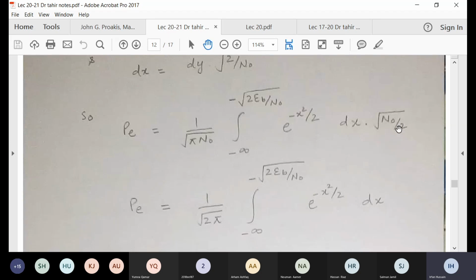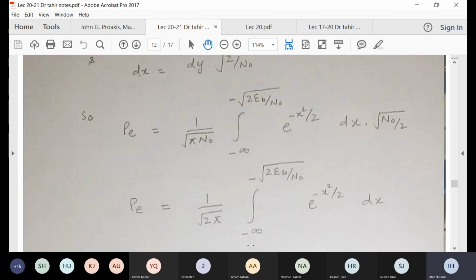So N0 cancels, this 2 cancels. Sorry, this 2 will come here, 2 pi, N0 cancel. You can see this becomes a PDF of a normal Gaussian random variable with 0 mean and 1 variance. And this is the limit.